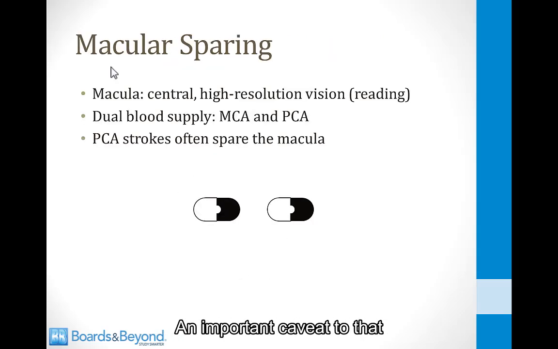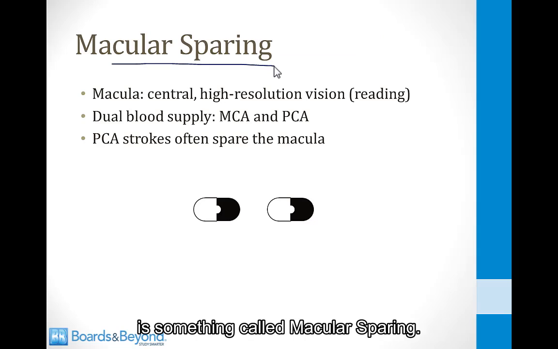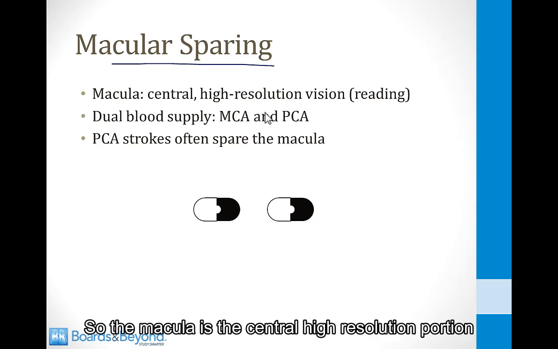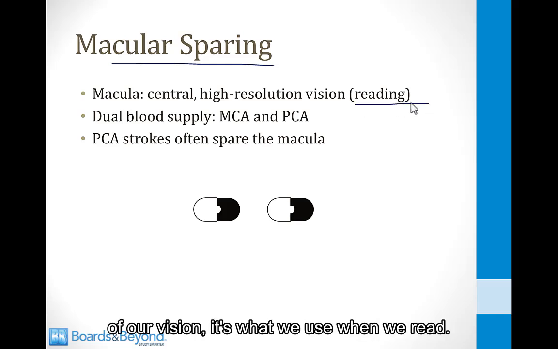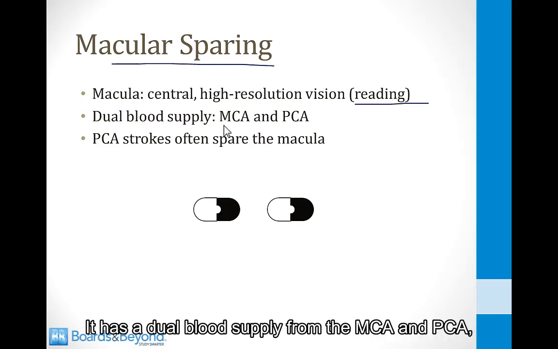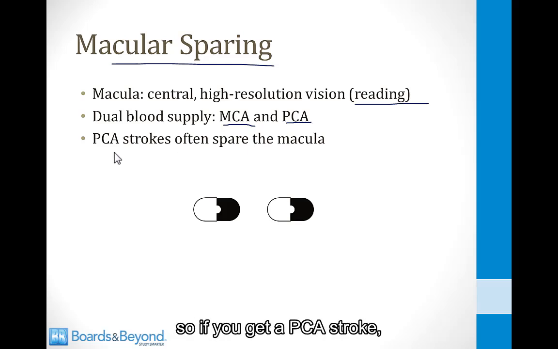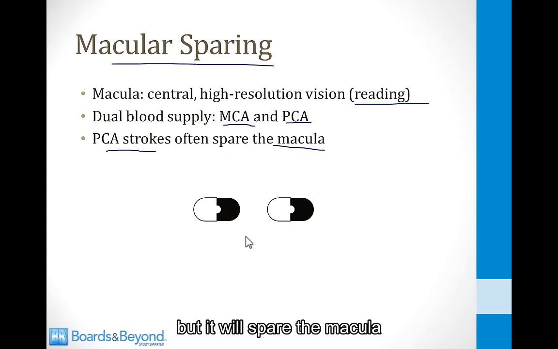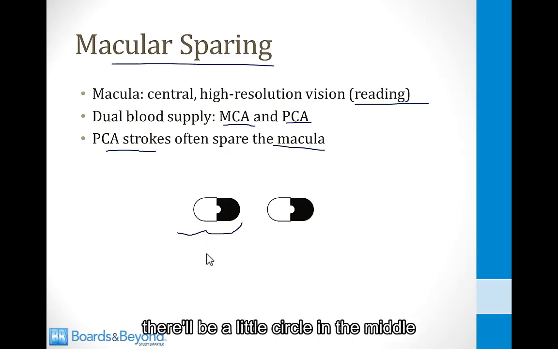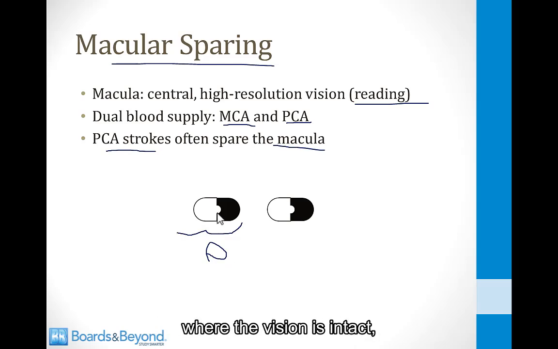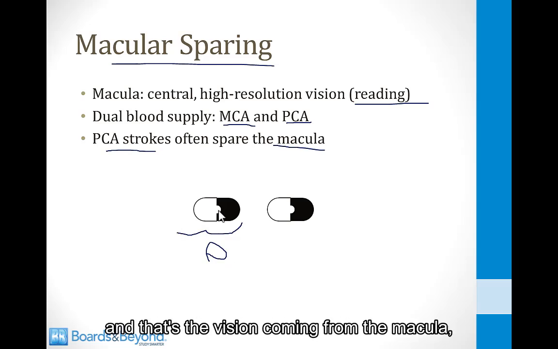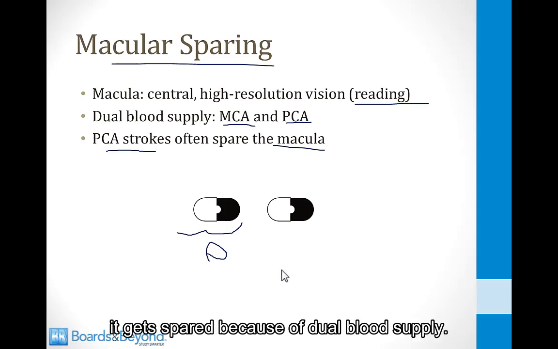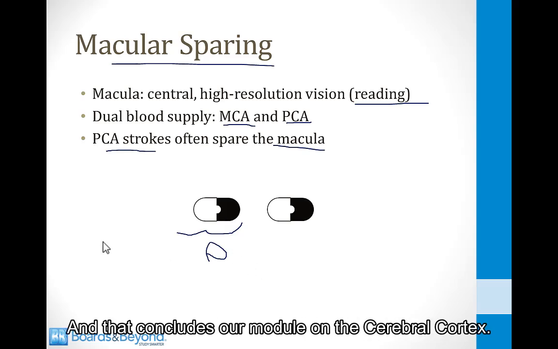An important caveat to that is something called macular sparing. So the macula is the central high-resolution portion of our vision. It's what we use when we read. It has a dual blood supply from the MCA and PCA. So if you get a PCA stroke, you will get homonymous hemianopsia, but it will spare the macula, and the visual fields will be drawn like this. There'll be a little circle in the middle where the vision is intact, and that's the vision coming from the macula. It gets spared because of dual blood supply. And that concludes our module on the cerebral cortex.